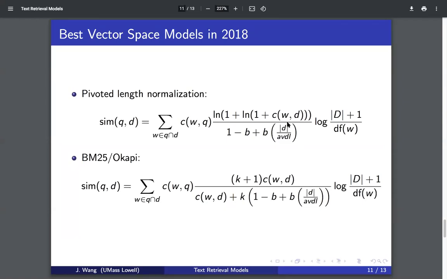But if you look at your textbook, I think the value B is set to be 0.75. That comes from a lot of experiments which indicate that when B is equal to 0.75, it gives the best value.